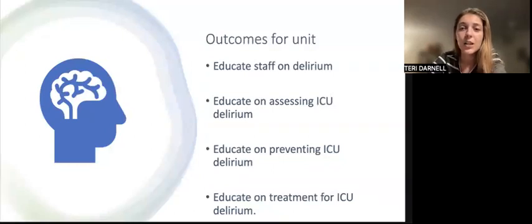By the end of my project, I spent a week observing the staff like I did the first week of the project. I noticed a significant difference in how the staff were responding to the patients experiencing delirium.